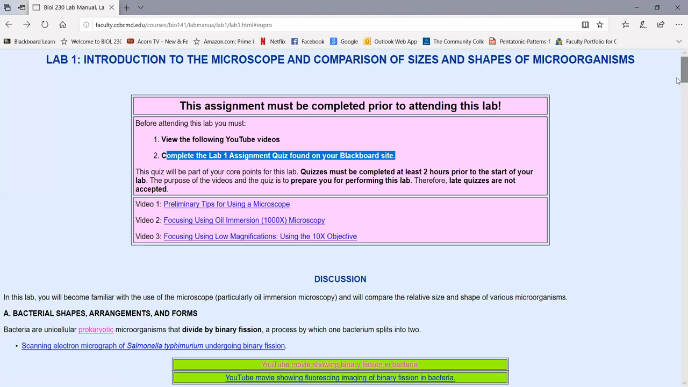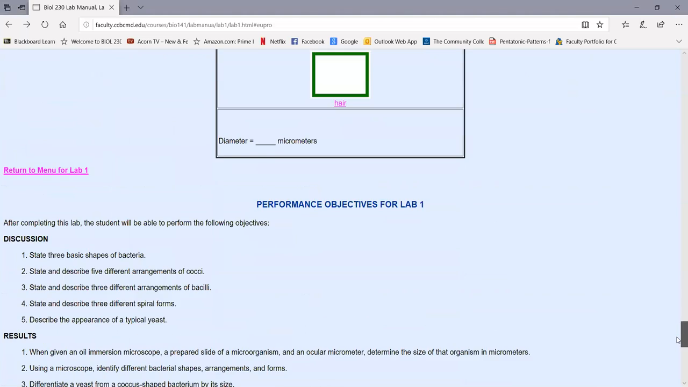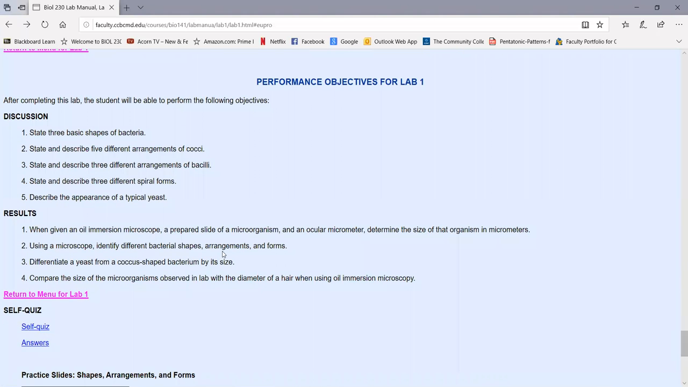Now, also remember at the end of every lab exercise are a list of performance objectives, and that's what you need to know for the lab quizzes. The first lab quiz covers the introduction to the lab manual and labs 1 through 4. So this is the first of the 4 labs that will be on lab quiz 1.